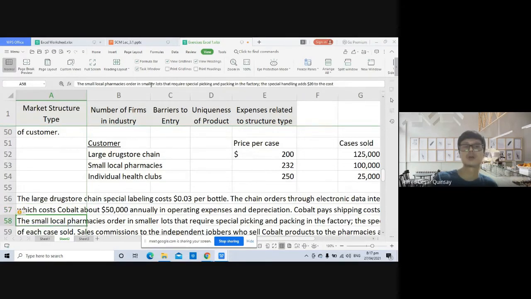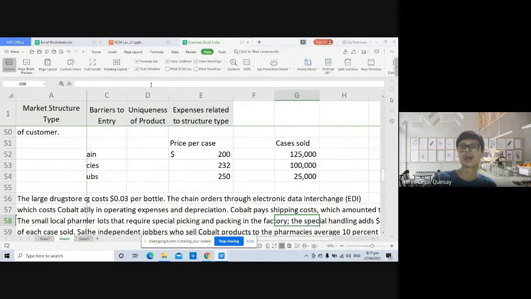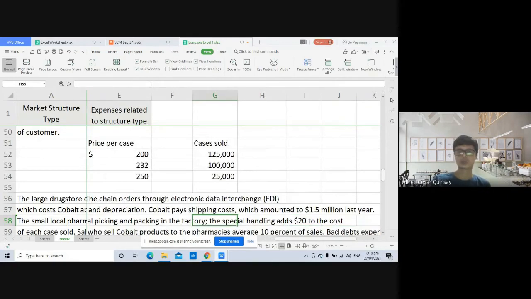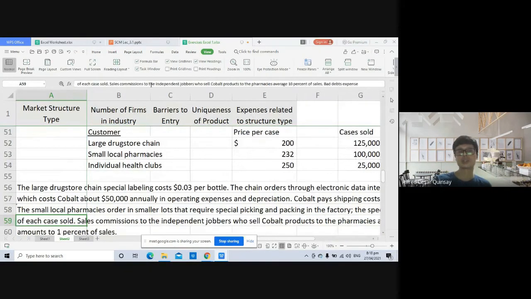Doon naman sa mga small pharmaceutical company, order in small lots that require special picking and packing. So ito merong special picking and packing. So yung special handling adds $20 to the cost of each case sold. So may additional yun na $20 each case sold.